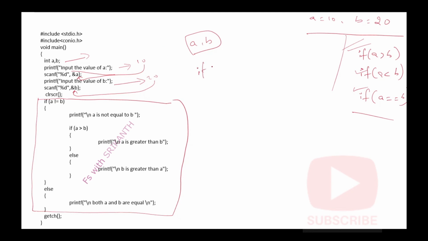First, we check whether both are equal or not. Initially we want to find out whether a equals b or not. For that I am using if a not equal to b. If a not equal to b, this is the if block, and this is the else block.